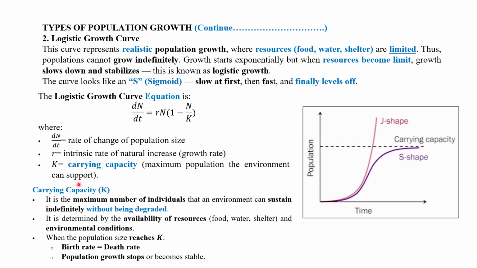Carrying capacity can also be explained as the maximum number of individuals that an environment can sustain indefinitely without being degraded. It is determined by the availability of resources, food, water, and shelter, and environmental conditions. When the population size reaches K, that is the carrying capacity, birth rate is equal to death rate, and population growth stops or becomes stable as the curve reaches the carrying capacity.